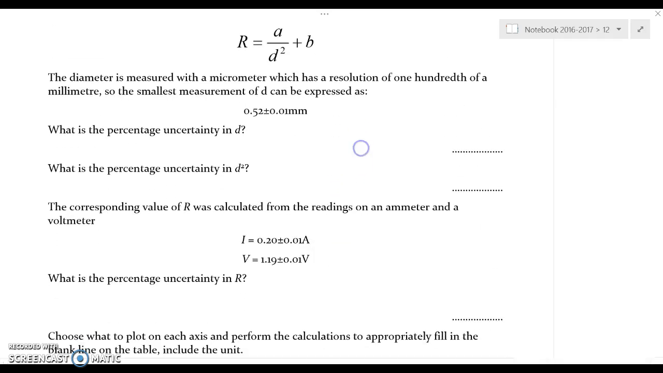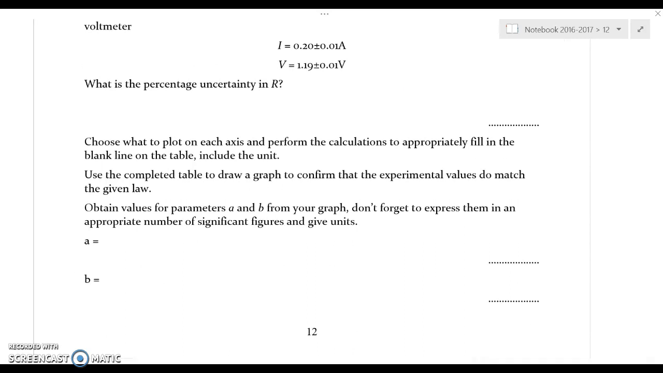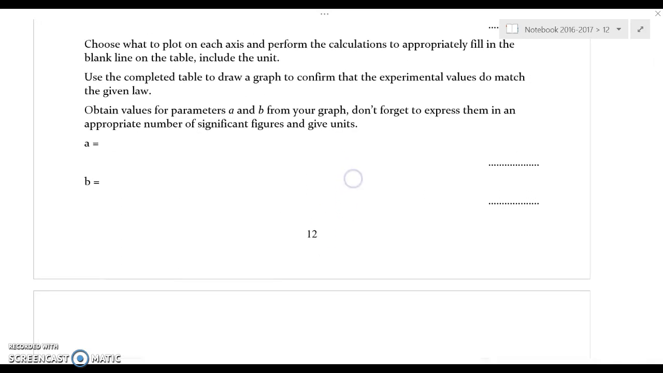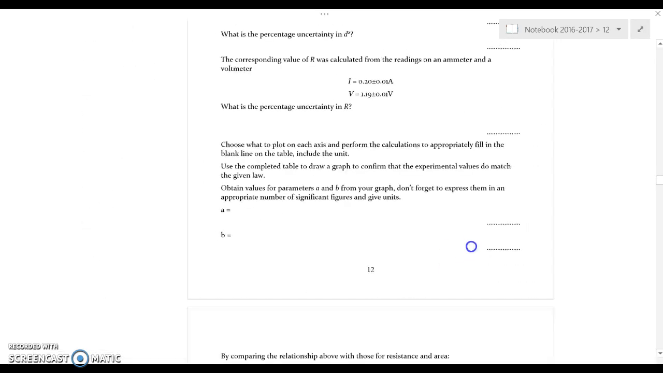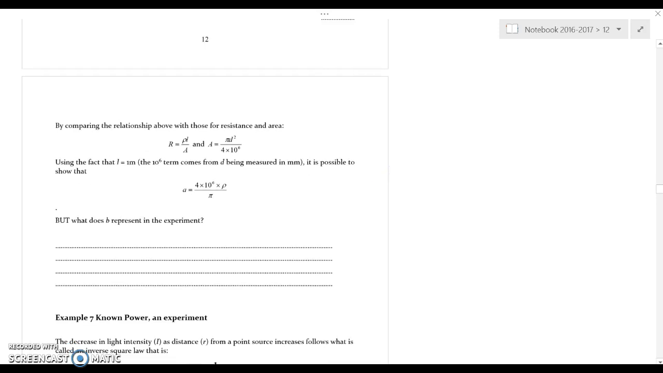You're asked to combine some uncertainties to determine some percentage uncertainties, and then to do the same again in this question here. You're then thinking about, if you were to test this relationship, what you plot on each axis, and what the gradient and the y-intercept would be in order to determine the value of these things A and B. It's a similar question to those which you've done previously. Again, if you have any trouble, come find me.